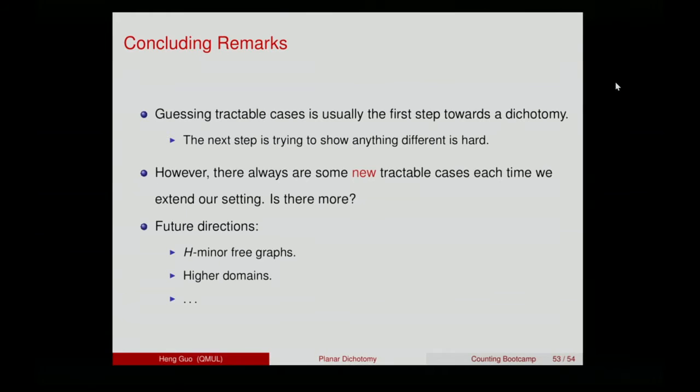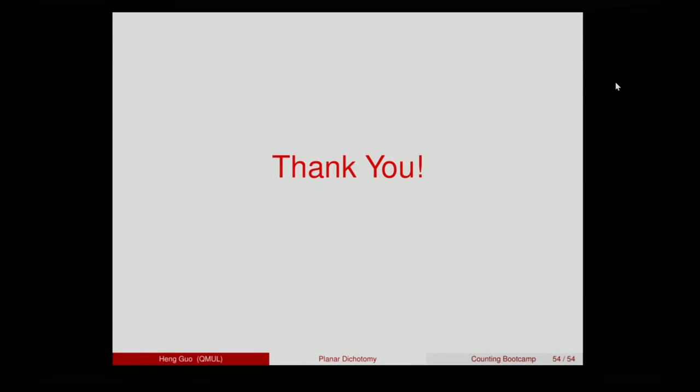I think Radu's talk this afternoon will talk more about this direction. And also we can extend to higher domains. We can extend to asymmetric functions. And again, the question is, are there more tractable cases? And can we find them? Can we show anything else is hard? Okay, that's it.